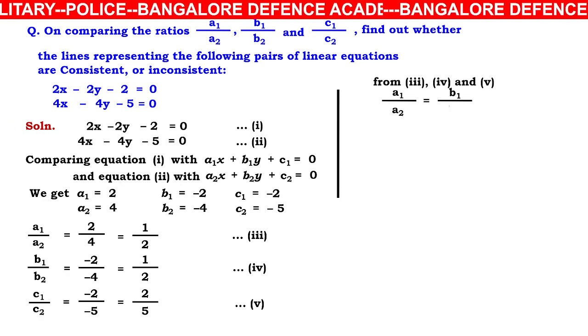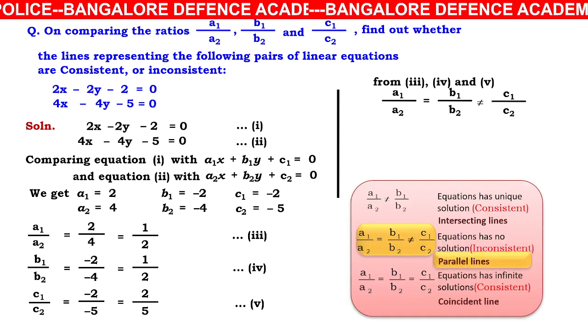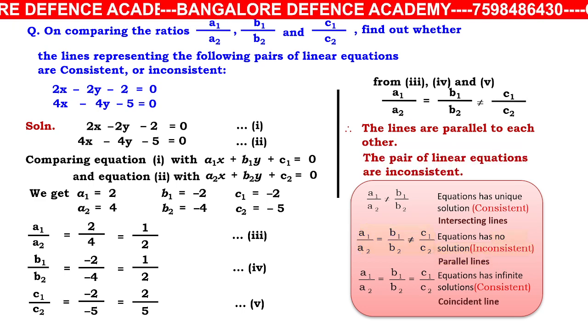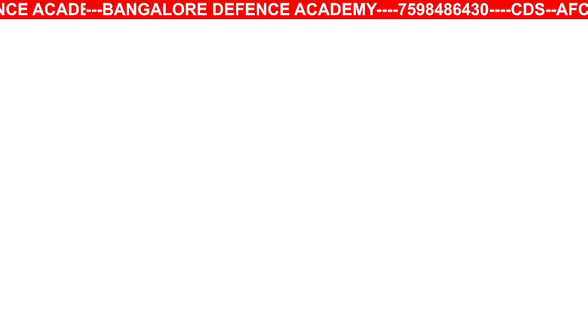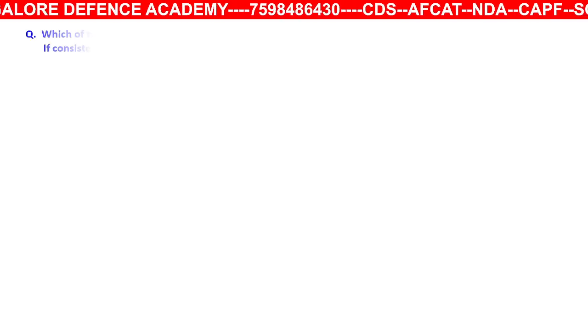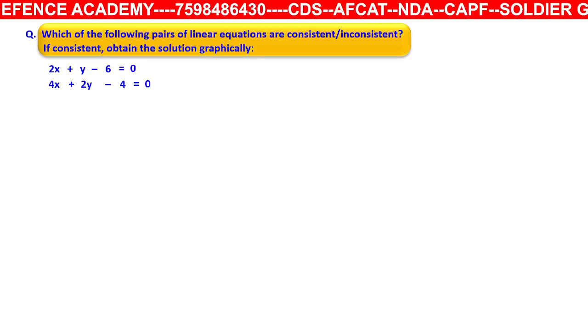Okay, so now here, sorry, it is the second condition, it is parallel lines. Okay, so now what happens? This is the graphical method which helps us in finding whether the lines are intersecting or parallel. Let us do one more question here.